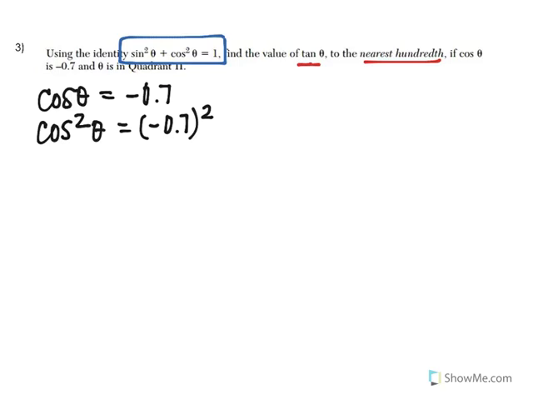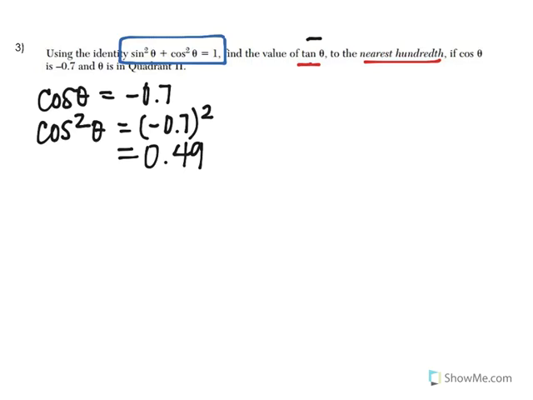All right, so if cosine theta is equal to negative 0.7, then cosine squared theta would be equal to negative 0.7 squared. Notice how I put parentheses around that. And that would give me 0.49. Now remember, they said we were in quadrant 2. So quadrant 2, if I'm looking for tangent, I know that tangent is going to be negative in that quadrant. So my final answer will be a negative.